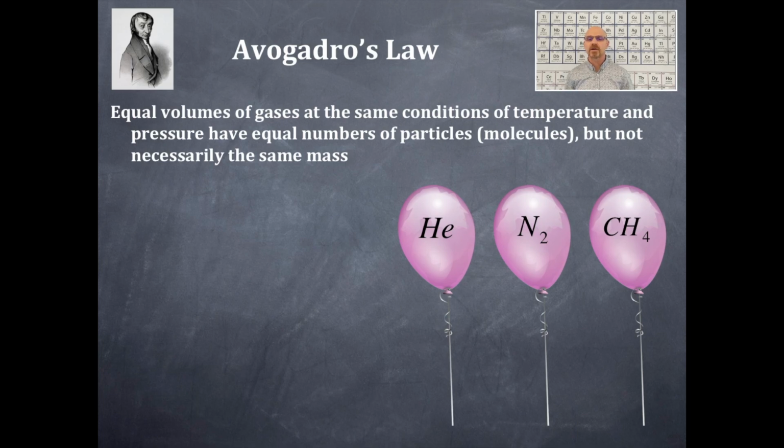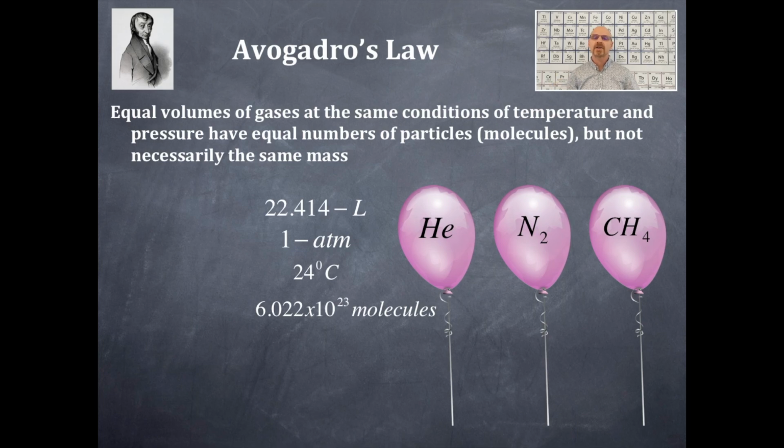So I got three balloons over here. One of them's filled up with helium, one of them's filled up with nitrogen, and one of them's filled up with methane. All of these are gases. That's helium gas, nitrogen gas, why it's N2 because it's diatomic, and then methane gas. Okay, all of them have a volume of 22.414 liters. Okay, all of them have a pressure of 1 atmosphere. All of them have a temperature of 24 degrees Celsius, and all of them have Avogadro's number of molecules at 6.022 times 10 to the 23rd molecules.